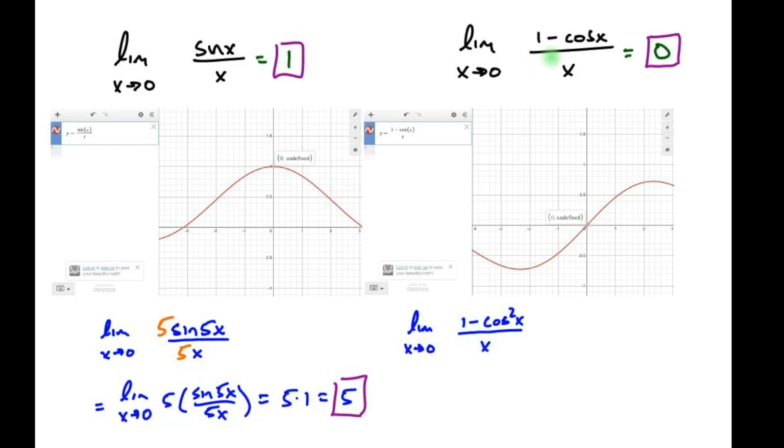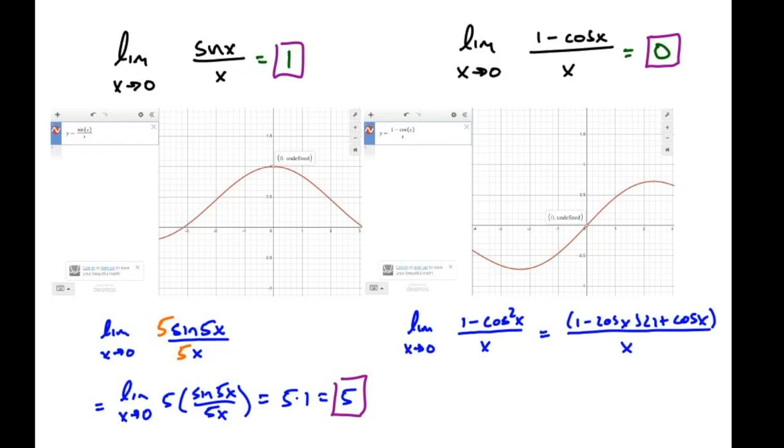If we check out this last example on the right, the limit as x approaches 0 of 1 minus cosine squared of x over x, we can see it looks a lot like the fact from above, but it's cosine squared. So there's a couple different things we can do about it, but since it's a difference of squares, I'm just going to factor that numerator. So 1 minus cosine of x times 1 plus cosine of x all over x.